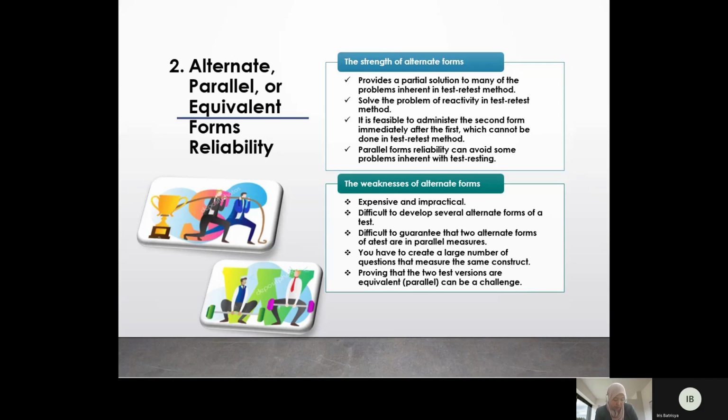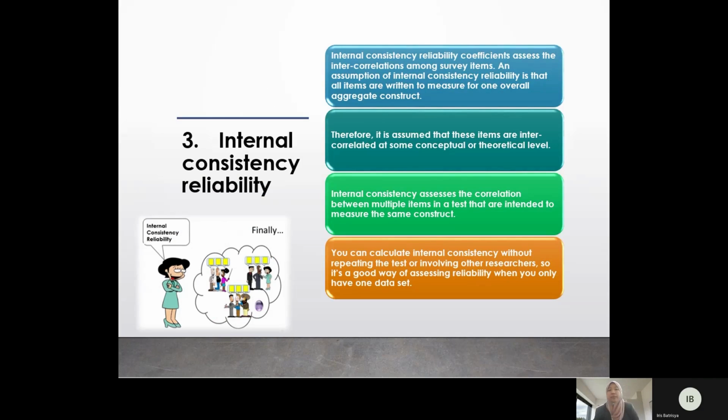Di sini dengan ringkasnya, dia bagus untuk researcher tu bila dia akan jadi lebih detail dan study, examine, thinking, skill dia akan meningkat. Tapi pada masa yang sama dia memerlukan lots of effort, time and money to conduct this kind of test. Alright. Okay, we go to the next, internal consistency reliability.